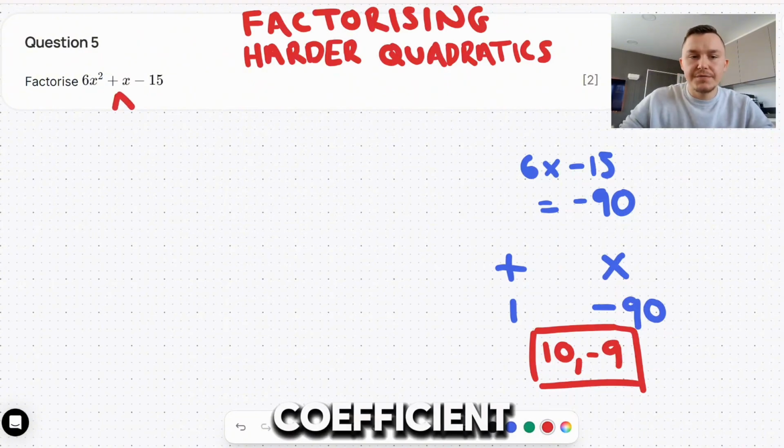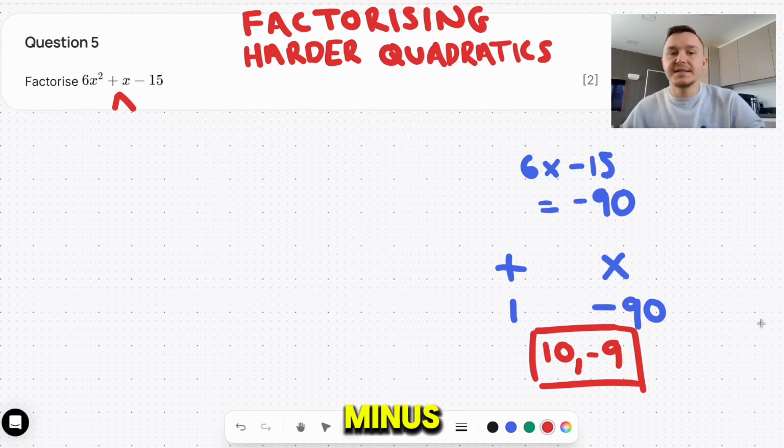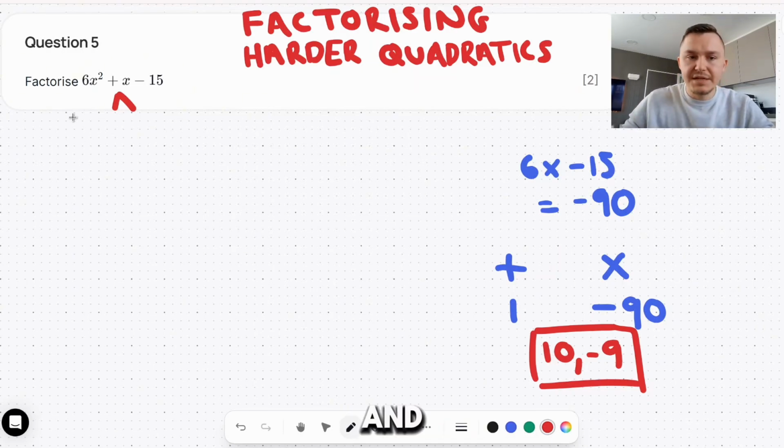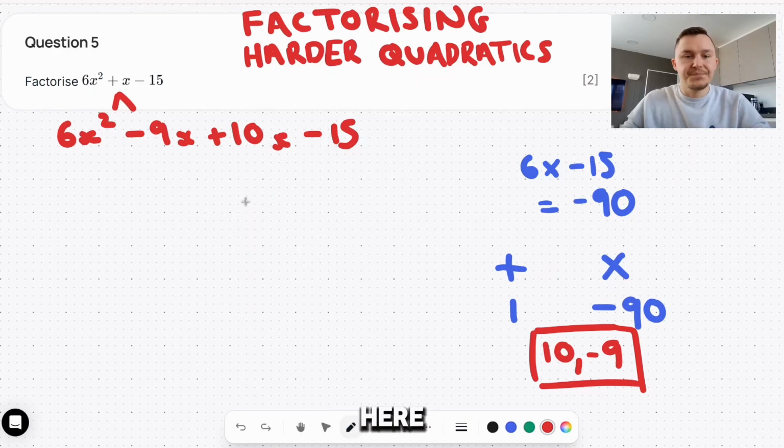Now my next step, once I've worked out which two numbers I'm going to use, is I'm going to split up this coefficient of x into 10x and minus 9x, okay? And I can do this in whatever order I want. So this will now become 6x squared, same as it was, and we've got minus 9x plus 10x. Okay, that still sums to x, and then minus 15, which is what we've got over here. Now I could have written plus 10x and minus 9x, I'd still get the same answer. So it doesn't matter which way round you do it.